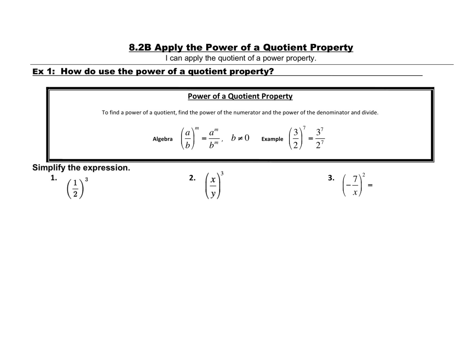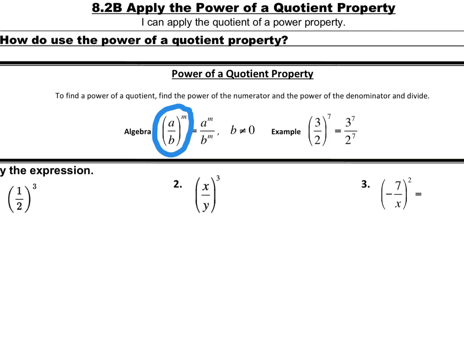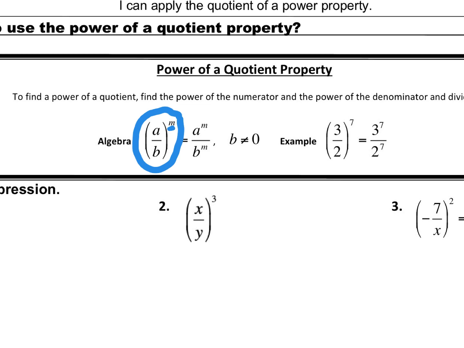It says that if you have a division problem inside of parentheses, and then you have an exponent on the outside, you just take the exponent and distribute it to the numerator and to the denominator. So in this problem with numbers, we would take this power of 7 and put it on the 3 to make 3 to the 7th, and put it on the 2 to make 2 to the 7th.